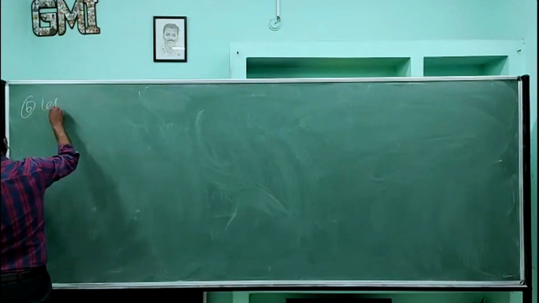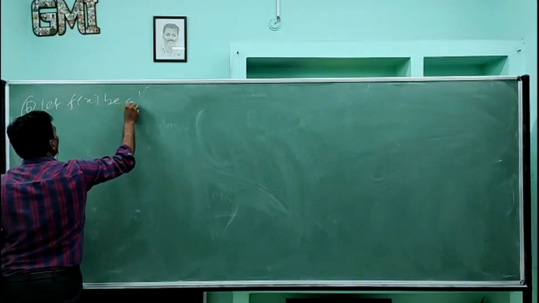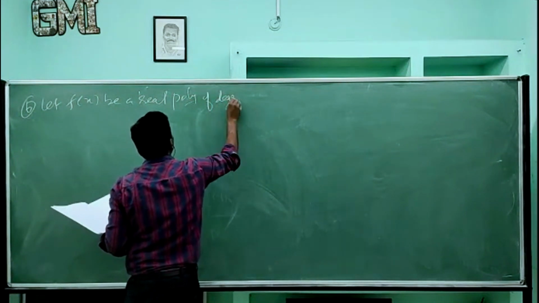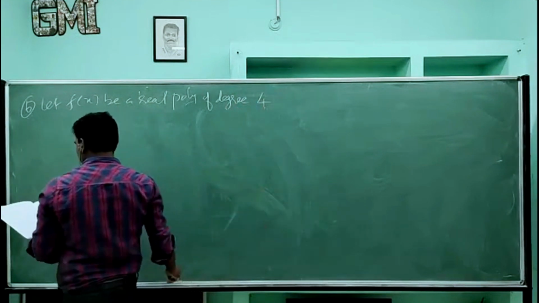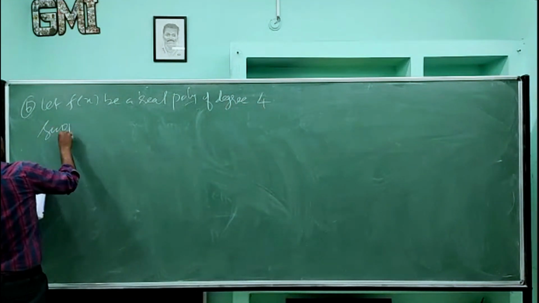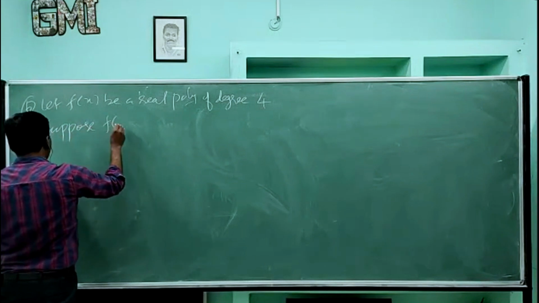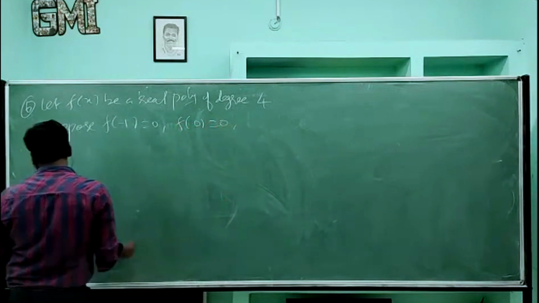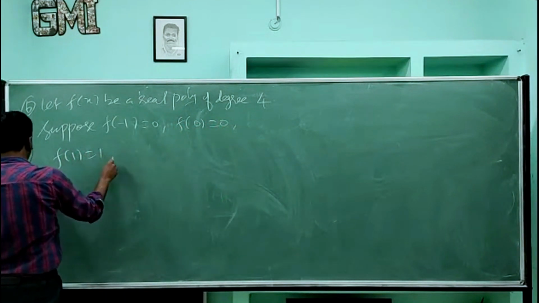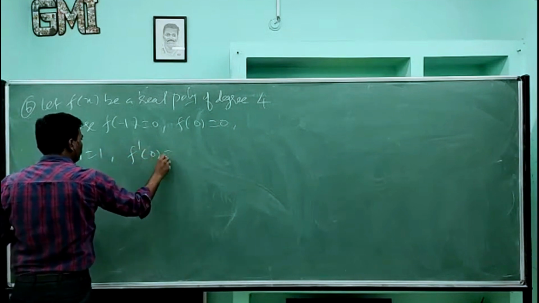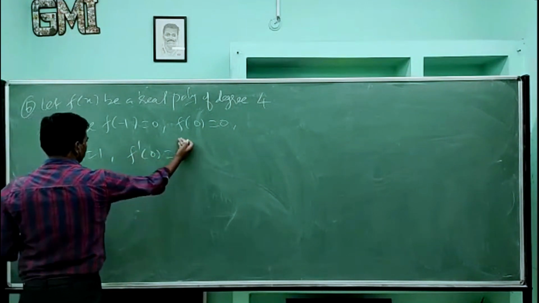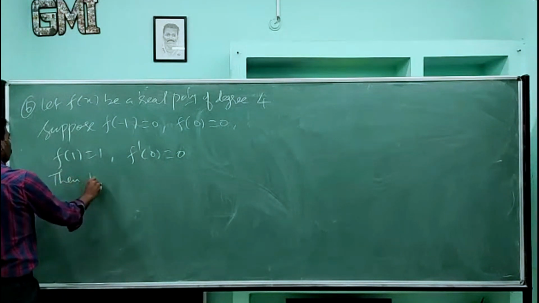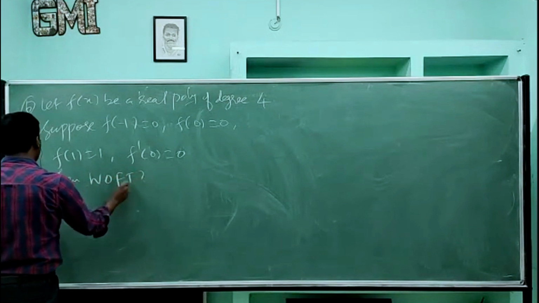Let f of x be a real polynomial of degree 4. Suppose f of minus 1 equals 0, f of 0 equals 0, f of 1 equals 1, and f prime of 0 equals 0, the derivative. Then which of the following are true?